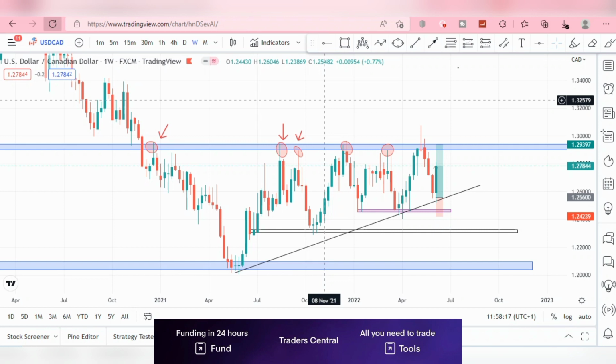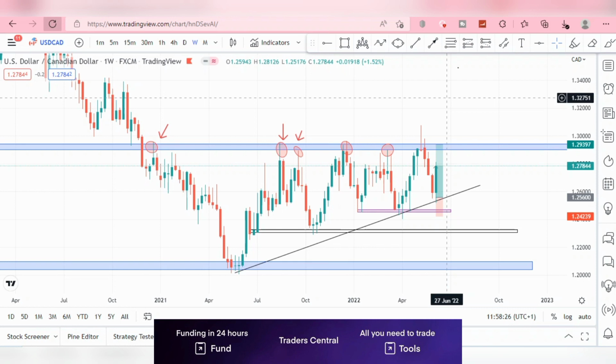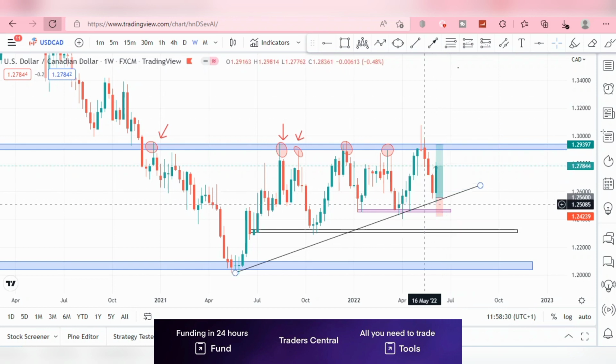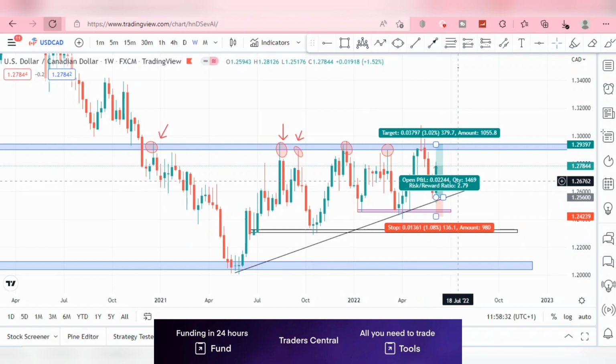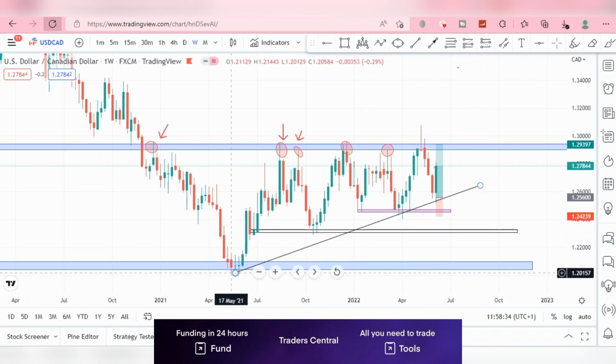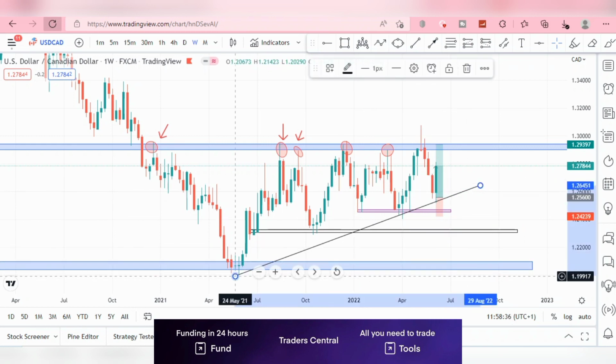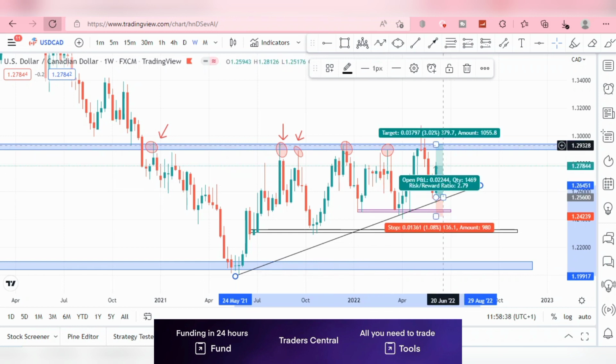USD CAD, starting with the weekly time frame and working my way down to the 4-hour time frame. Now, as you can see on the weekly time frame, price bounced off this trend line that I have connected here and is now heading towards the resistance area around the 1.29 area. And this is what I'm expecting price to get to.